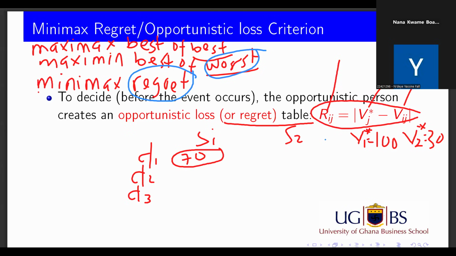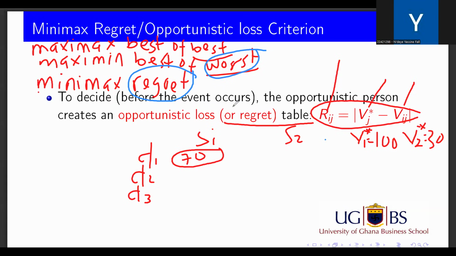What would be the regret in the next one down here? Kwame, you can tell us the regret in the next one. In that same column. Yasin. Please, 140. Sorry? 140. No. Remember, you are taking the V1 star, which we know is 100, and then subtracting the payoff here from it. So we have to use that same number for that column.